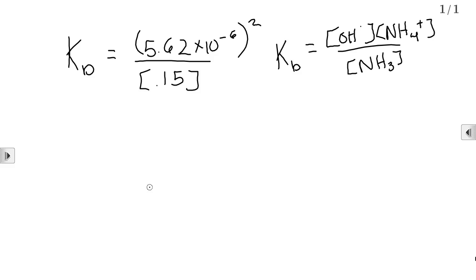So I just got, oh, I hit the wrong button. Forgive me. Alright, so I got 2.10, or maybe 11, yeah, times 10 to the -10. That's my KB value.